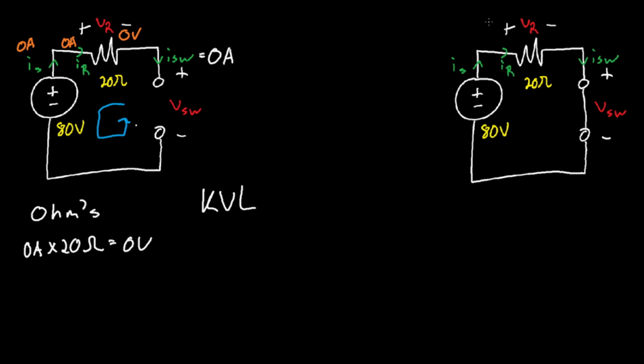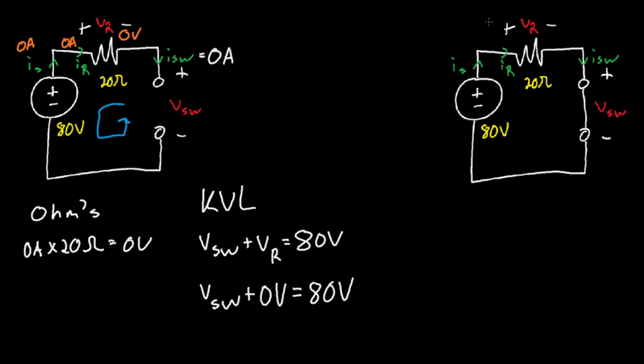So what are the voltage rises? The voltage rises, in the counterclockwise direction, are the voltage of the switch and the voltage of the resistor. And the voltage drop is V_S, the voltage source, which is 80 volts. Here's the thing: we solved for the voltage at the resistor, and it was 0 volts. Therefore, the voltage of the switch is equal to 80 volts. So this right here is 80 volts. And there you go, we solved for everything.